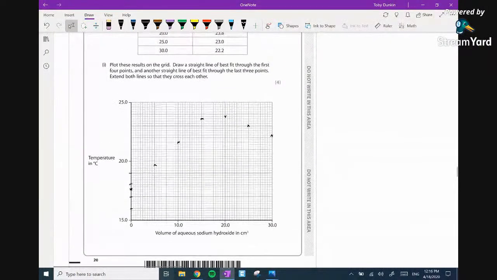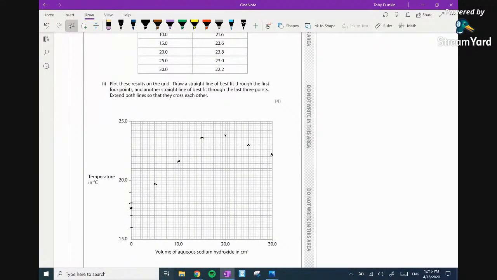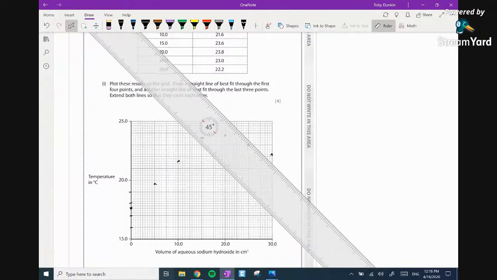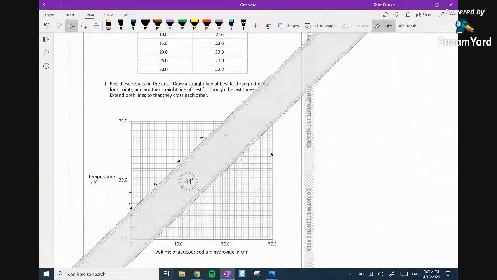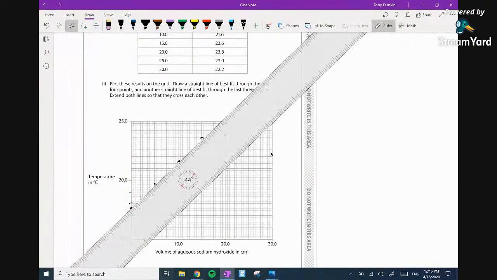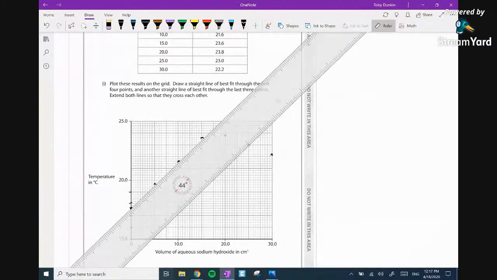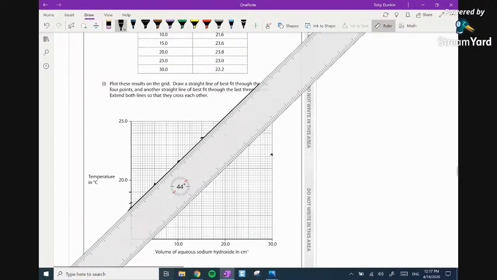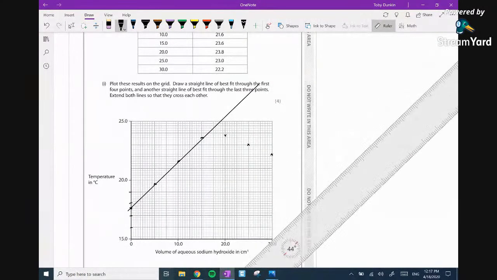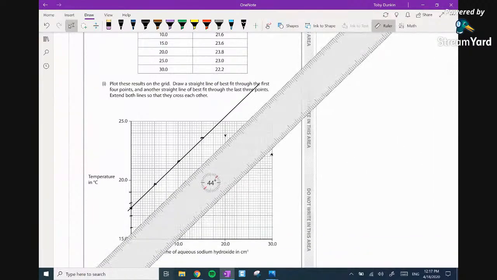And then what's it say? Draw a straight line of best fit through the first 4 points. I'm going to get my ruler out. I got shown how to do that. I'm going to lose that mark, aren't I? I'm realizing that I haven't really got any of the points on that line. Try that again. That's better. Whoop, gone right off the page.